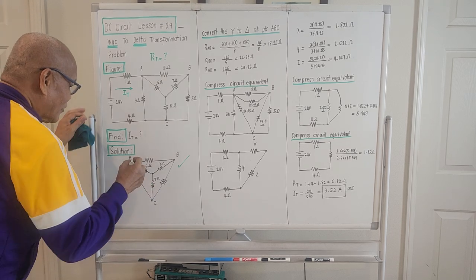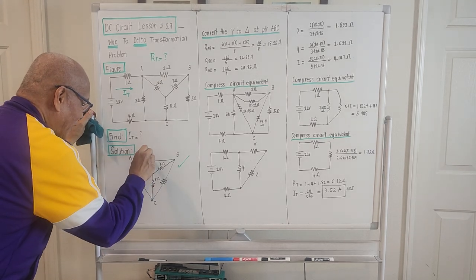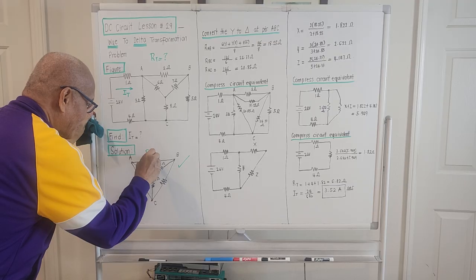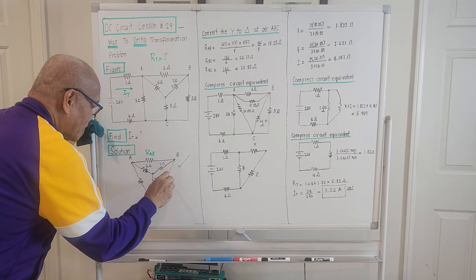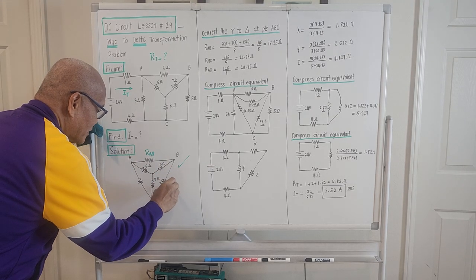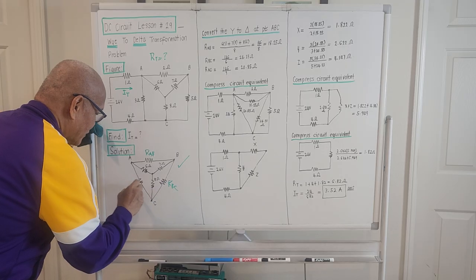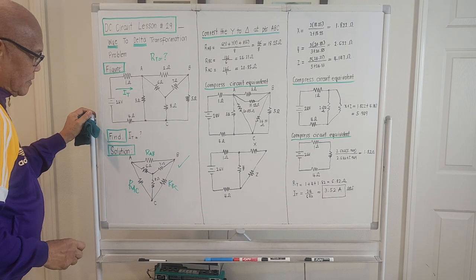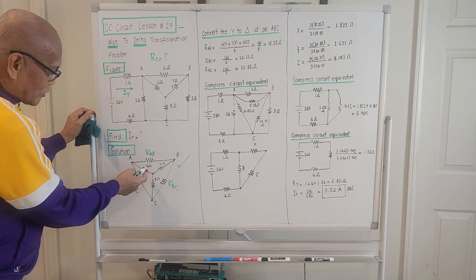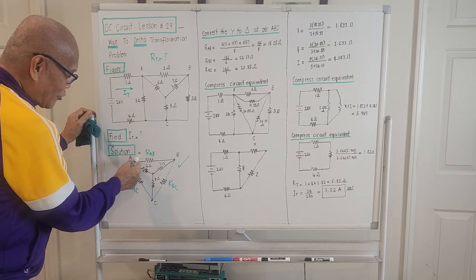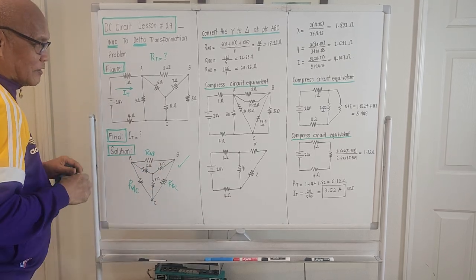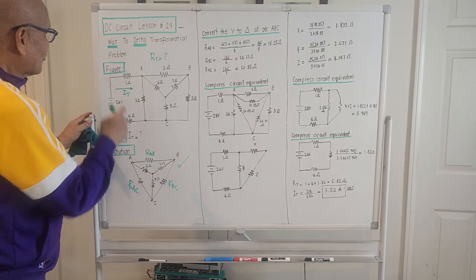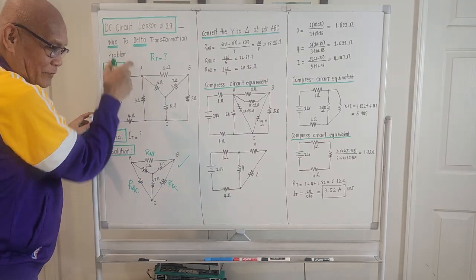So we will be solving for the value R_AB here. This is R_BC. Then this is R_AC. Okay, we must have to convert this Y here to its equivalent in delta. That's why our topic for this morning is Y to delta transformation problem.